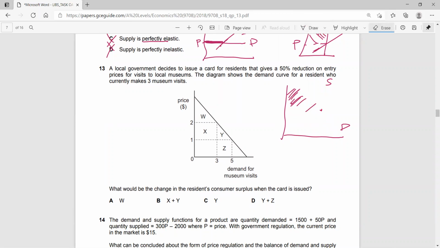Let me just rub this before we go on. But anyhow, let us proceed.